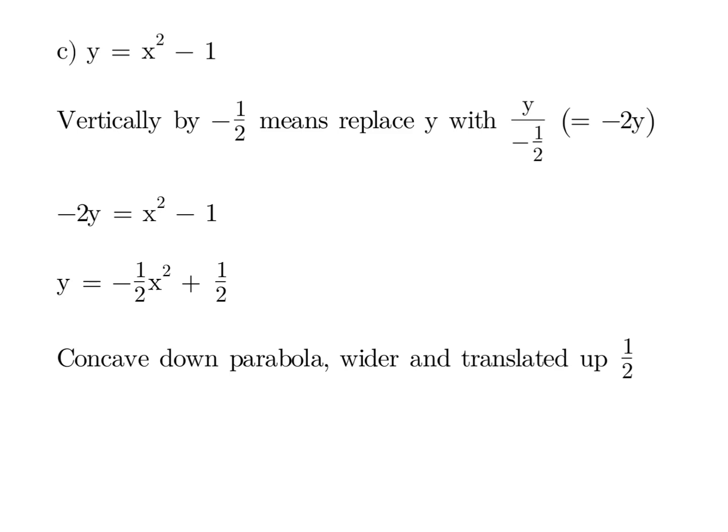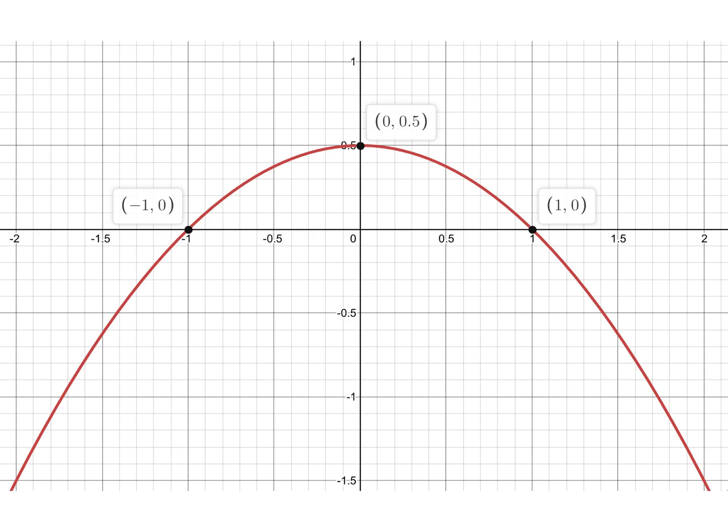We know that a minus in front of an x squared means that it becomes concave down. The half makes it wider than the normal parabola, and it's translated up a half. So that is our graph.